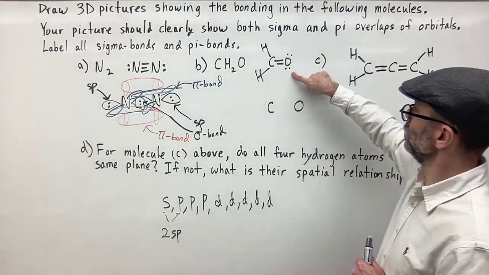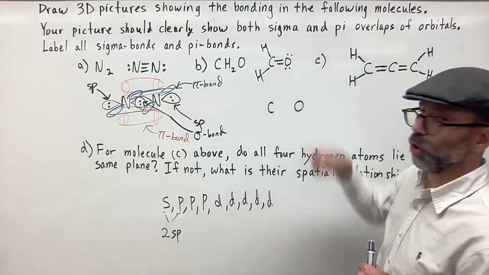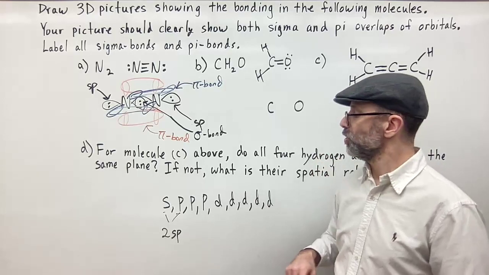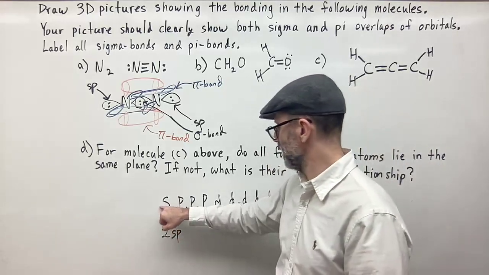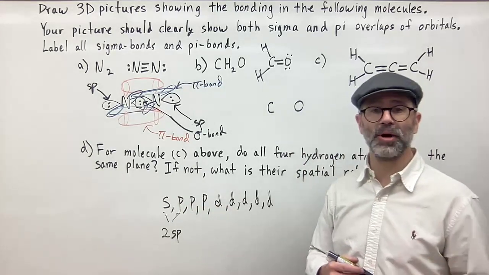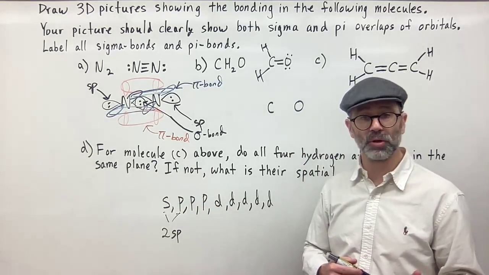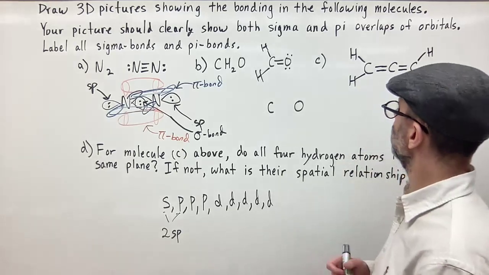And so the oxygen has 3 groups around it. So the double bond and these 2 lone pairs. So that's 3 groups. So in that case, we're going to have an S, a P, and a P. So that's going to give us 3 sp2 hybridized orbitals, right?